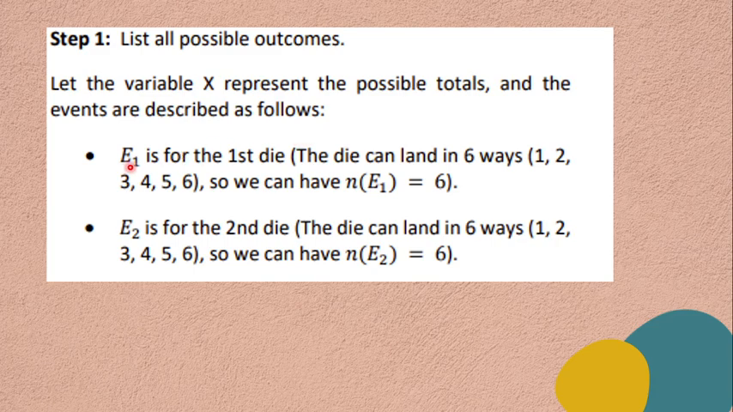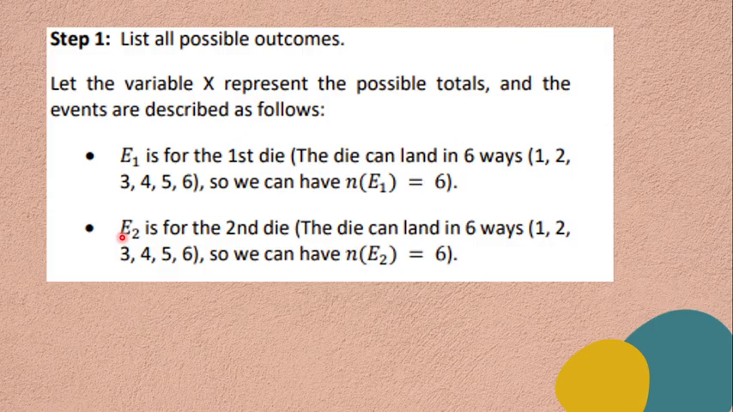So, yung event 1 natin, it is for our first die. Since dalawa naman yung dice natin. So, the die can land in 6 ways. It's either we can get 1, pwede ring 2, pwede makuha natin yung 3, 4, 5, or 6. So, we can have event 1 is equal to 6.